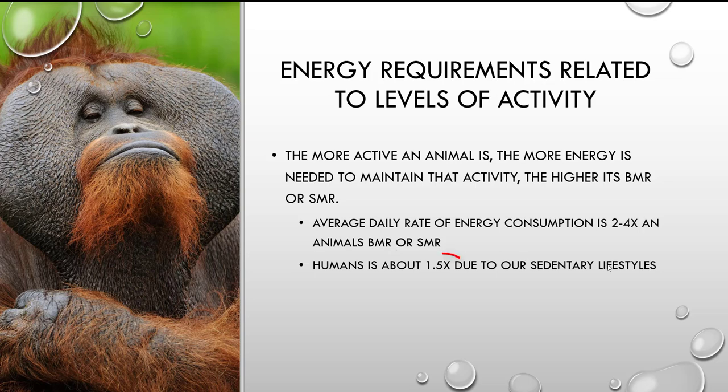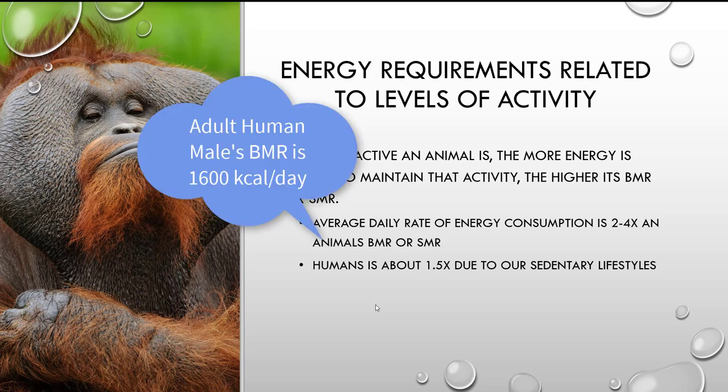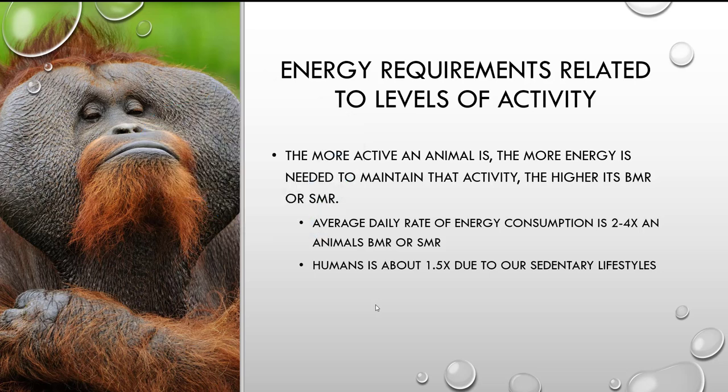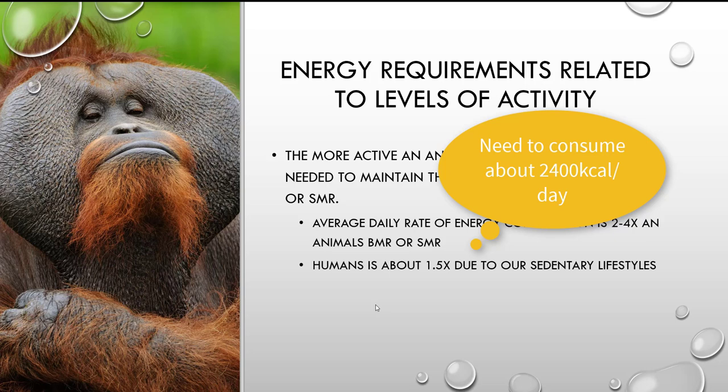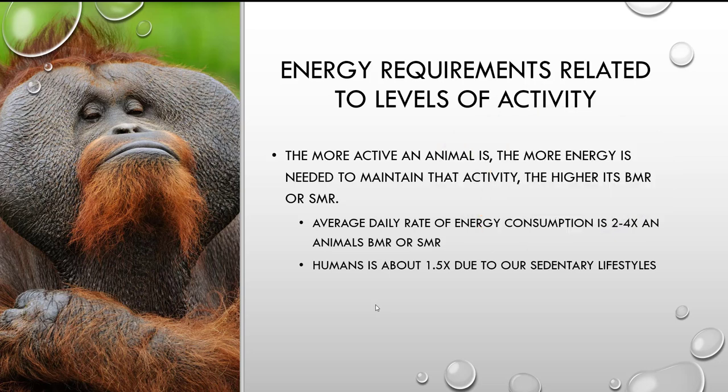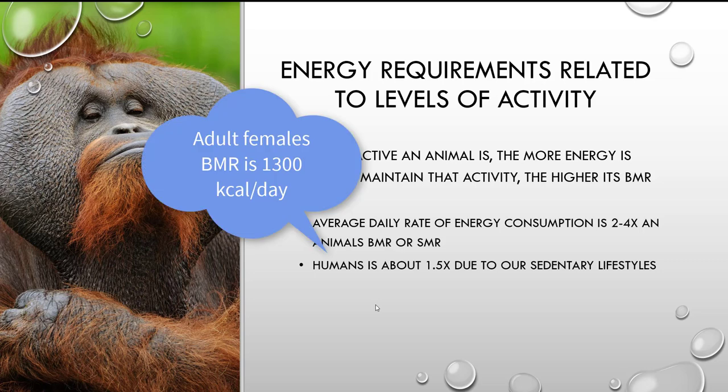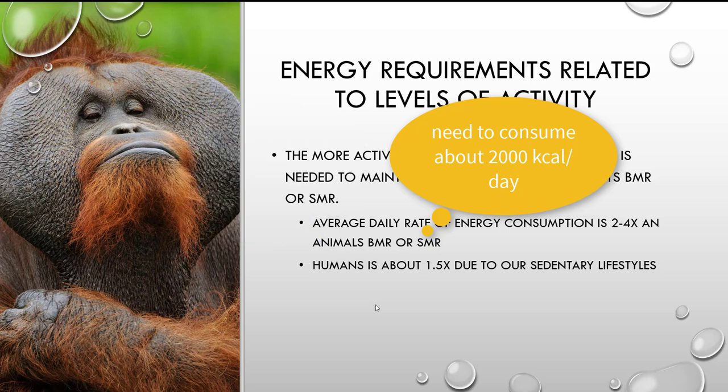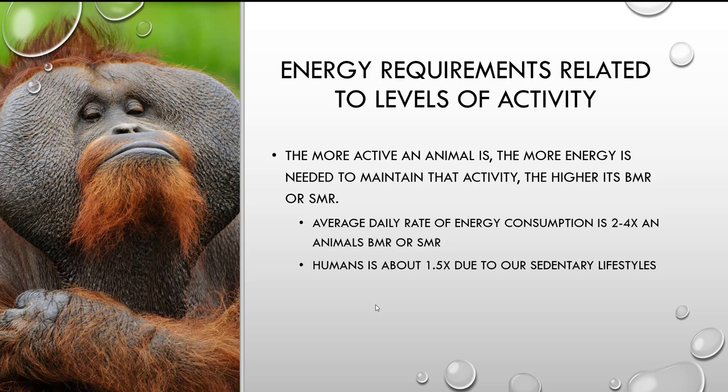Okay, humans, we lead a fairly sedentary lifestyle, so we need about 1.5 times our BMR. If you're an active male and your BMR is 1,600, then you need to consume about 2,400 calories, just due to the amount of activity that you do in a day. For females, if you are fairly active, you're close to about 2,000 kilocalories per day. Okay. So that's just taking the BMR and multiplying it by 1.5.